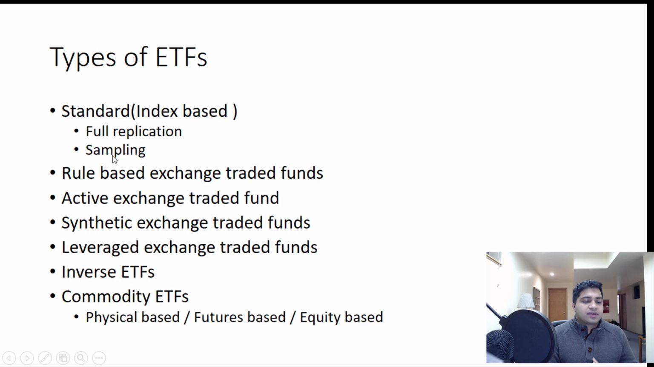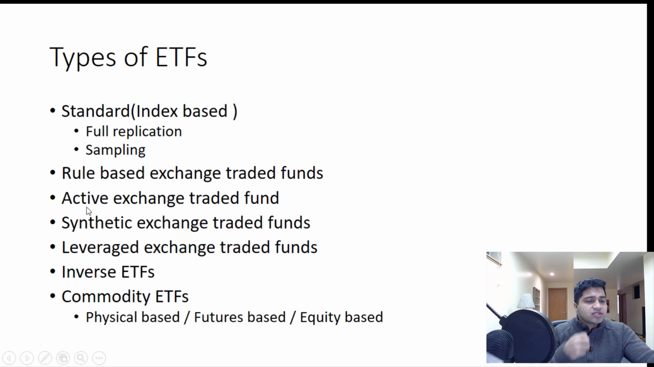Then there are rule-based exchange traded funds. Rule-based exchange traded funds trade with certain rules. So for example, in the S&P 500, my ETF doesn't buy all 500 companies. It buys only companies that have above average earnings, low valuations and high dividend yield. So for example, this is my rule. All companies that qualify within the subset for those rules, I buy. This is an example of a rule-based exchange traded fund.